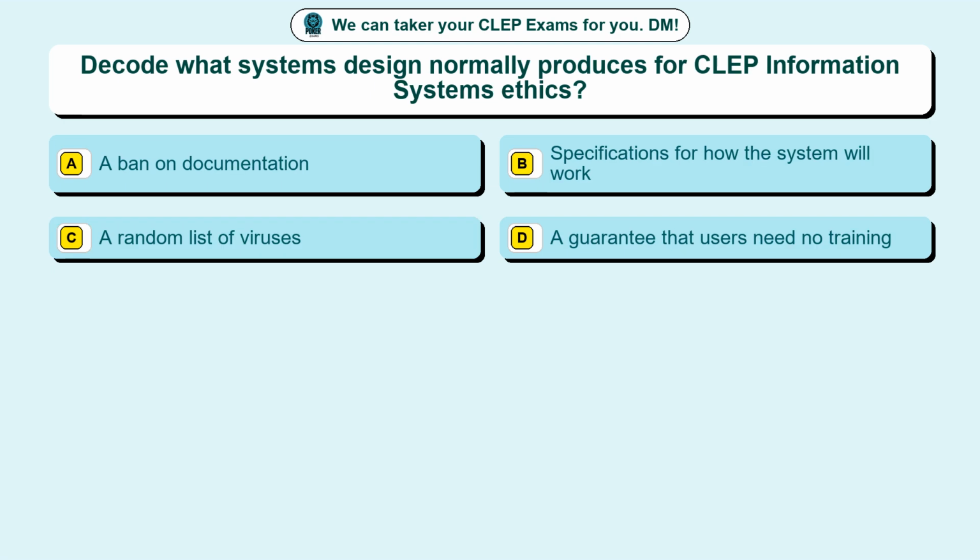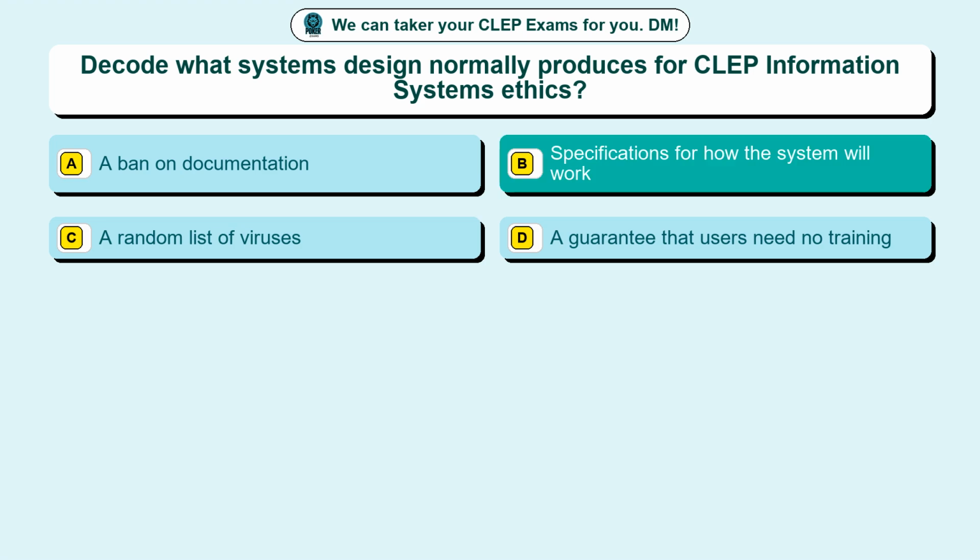Question 67. Decode what systems design normally produces for CLEP Information Systems ethics. Option A. A ban on documentation. Option B. Specifications for how the system will work. Option C. A random list of viruses. Option D. A guarantee that users need no training.